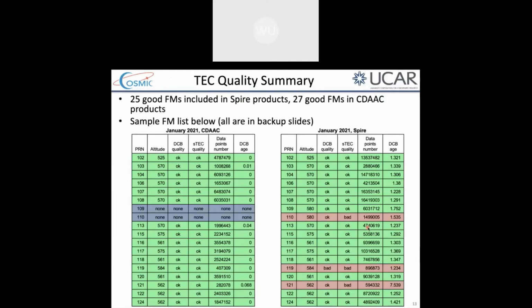Okay, and then this is just an example table in the backups. I've got all the satellites of basically our assessment of the TEC data by satellite. And you can see they mostly match up, and then some of them are a little bit different. And it turns out overall that we found that 25 of the FMs produced useful and usable TEC products from the Spire data set, and we ended up getting 2 more. But generally, these results are quite consistent.